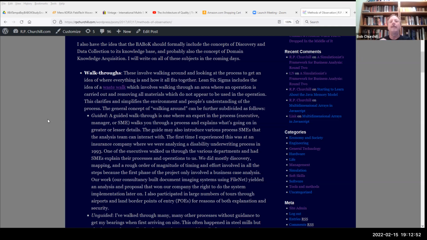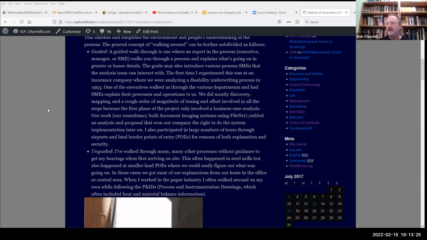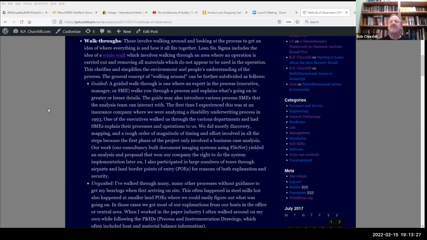Often I would have the drawings on C or D size paper, and see if what I was seeing matched the drawing, and that would give me a context to understand what was happening. If it was a situation where I didn't have drawings, I would take notes and make my own. I'd make flow charts and so on. And these can be guided and unguided.